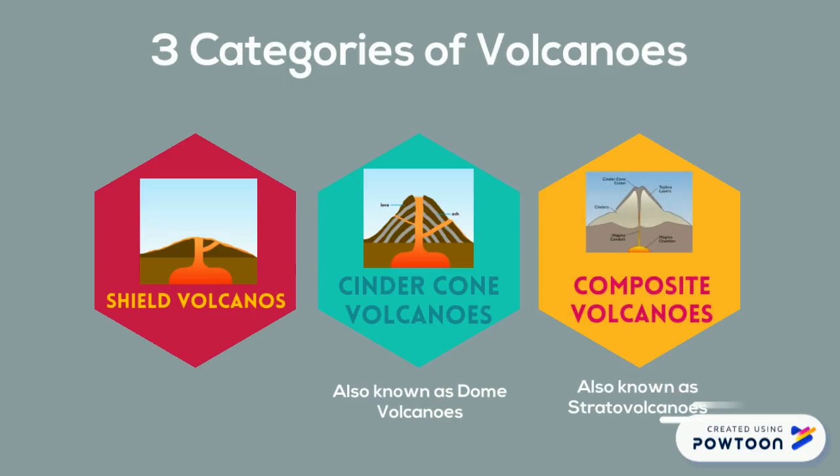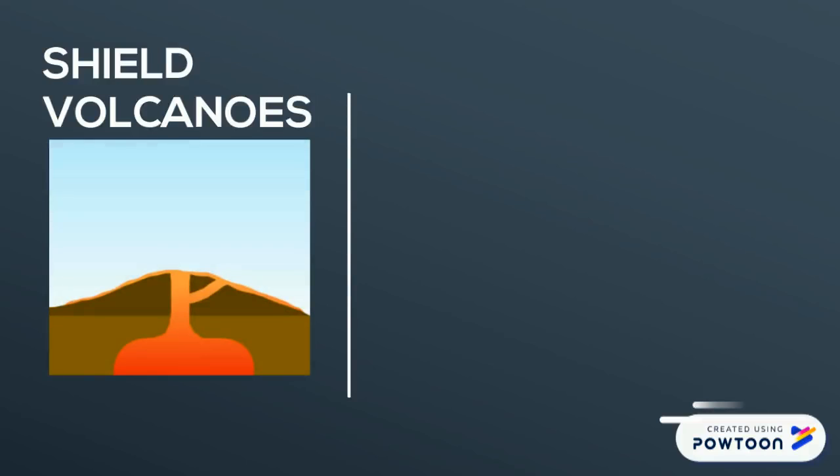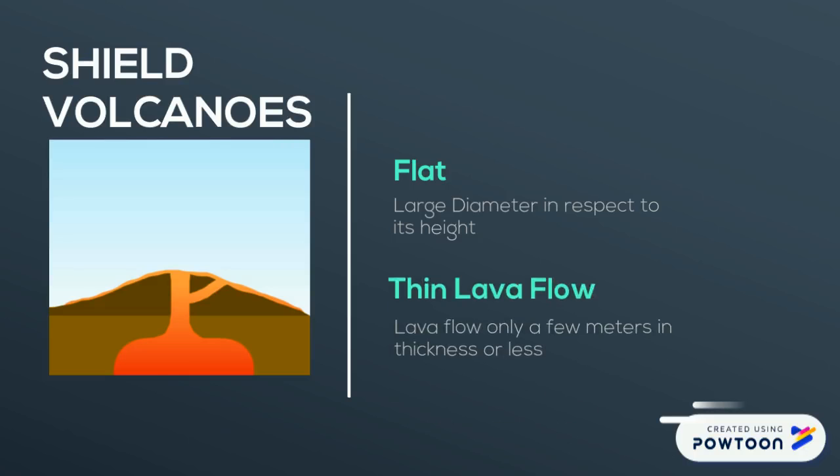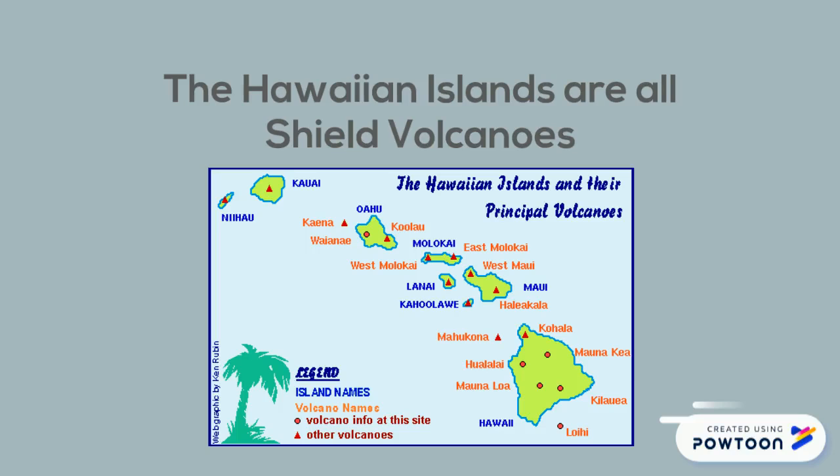To begin with, shield volcanoes, which are talked about on page 97 of the textbook, are very flat and low relative to their diameter, but large in areal extent. They usually have thin lava flow, which is only about a few meters or less in thickness. The Hawaiian Islands are a great example of shield volcanoes, where thousands of people live.